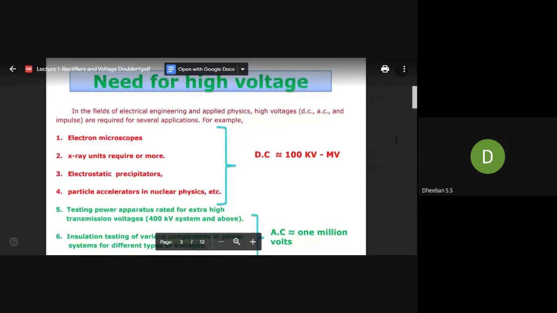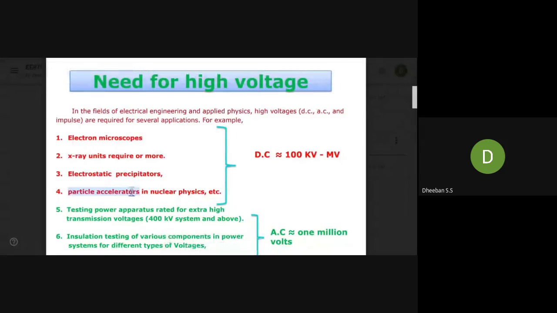The fourth is the particle accelerator in nuclear physics. You can read the article on the God particle. In Switzerland they have been using this kind of research, from where they found the Higgs boson, or the God particle, which is responsible for the black hole. For such things you need very high energy electrons to be accelerated. Such electrons will be energized by very high voltage.